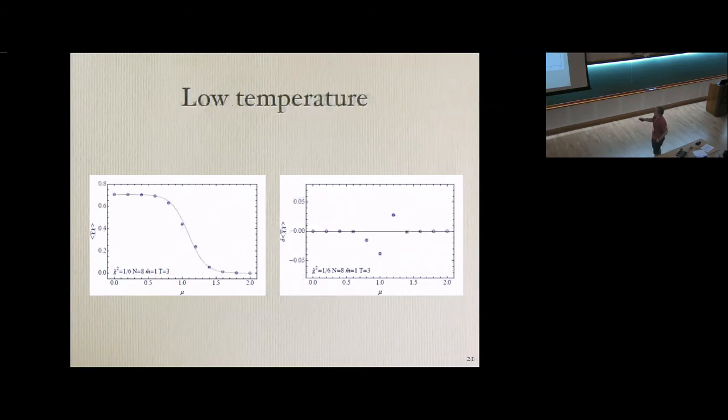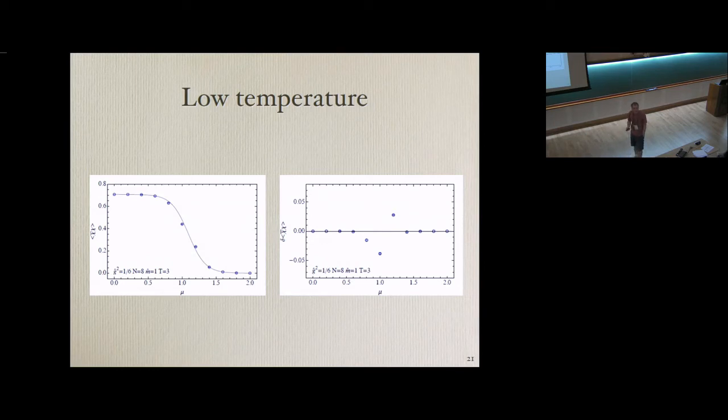However, if you go to low temperature, again, this is very nice. It looks like it sort of follows it, but if I look at the difference, I see that up to a point the agreement is perfect, but in some region of mu space, the agreement is actually very poor. It's many, many sigmas different.